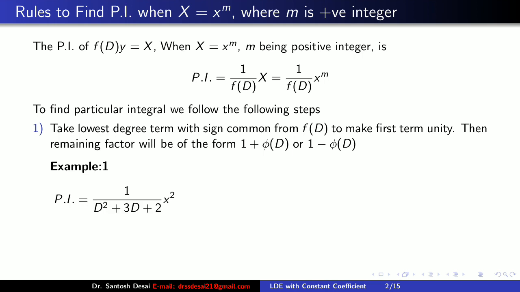Suppose PI is equal to 1 upon D square plus 3D plus 2 into x square. If this is the case, now if you observe the denominator, the lowest degree term is 2 and its sign is plus. So therefore we have to take 2 common.